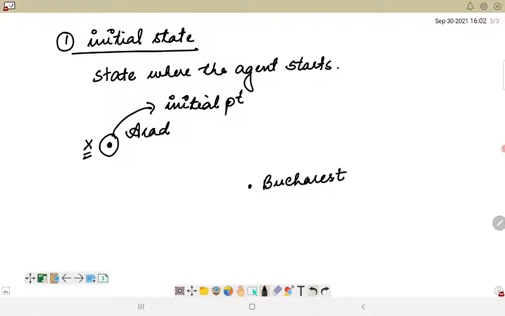The initial point of the agent can be represented in this format, that currently the agent is in Arad. This way I can simply write down the initial state: the initial state is In(Arad). So this is the point from where the agent starts its search.